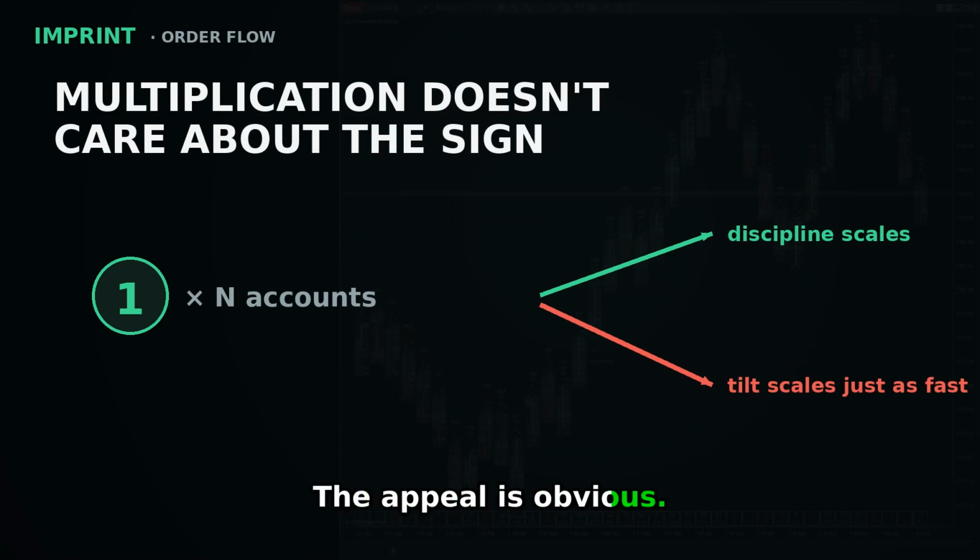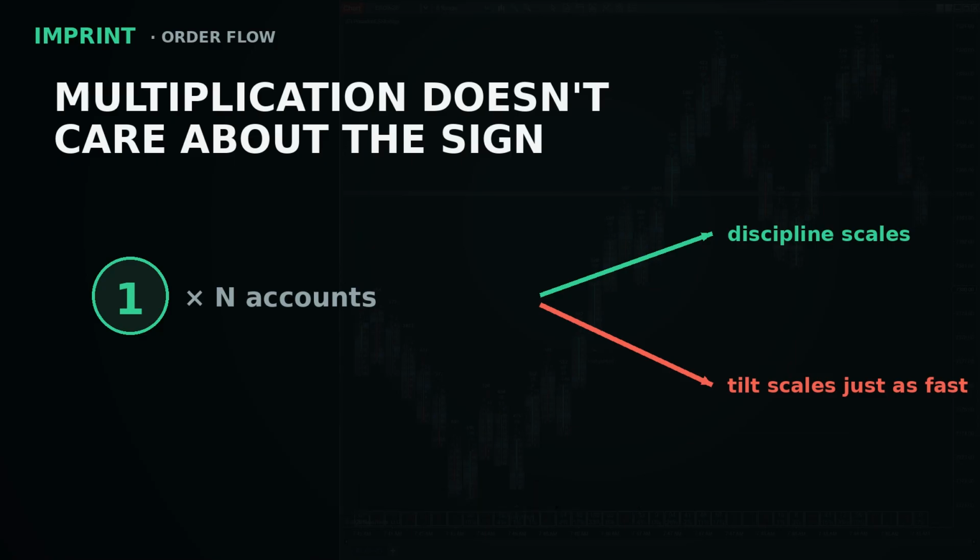The appeal is obvious. If you have one repeatable process, why trade it on one account when you could run it across 5, 10, or 20? Instead of making 10 separate decisions, you make one decision and distribute it. One read, one entry, one exit plan, many accounts. That sounds powerful, and it is.